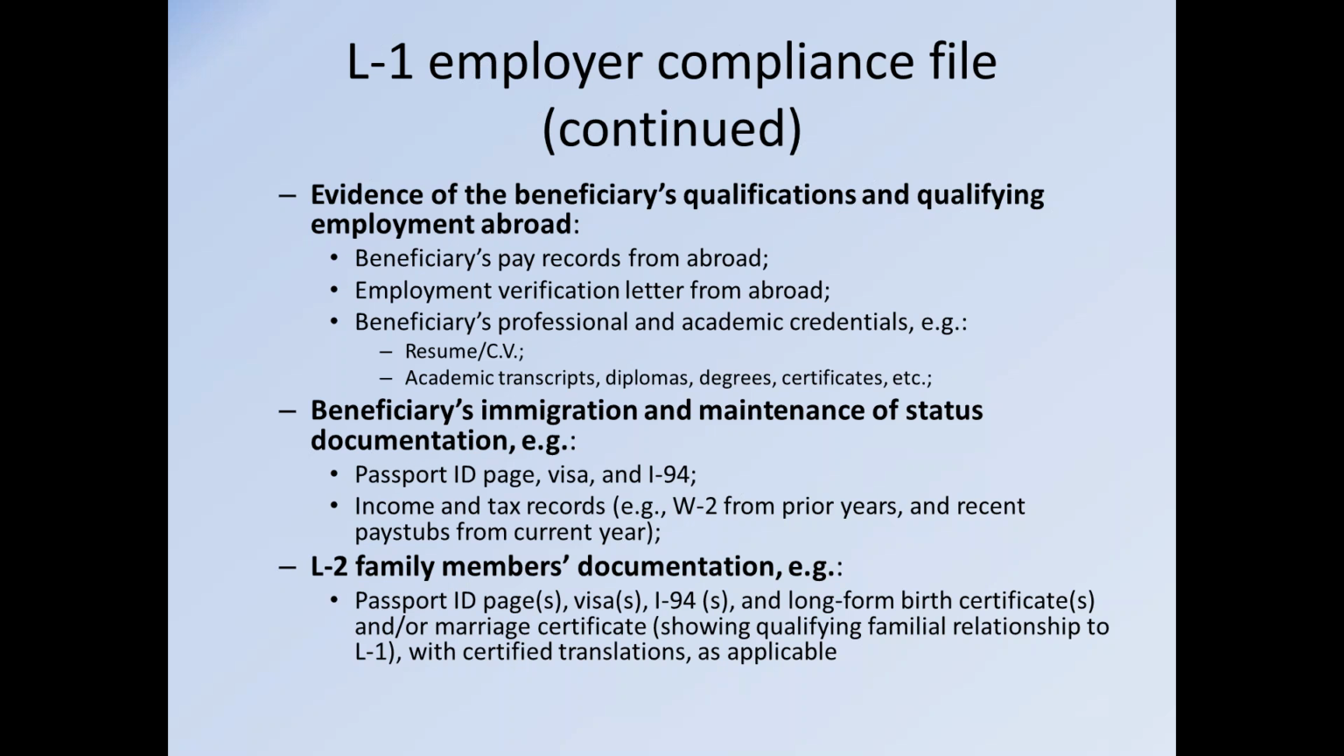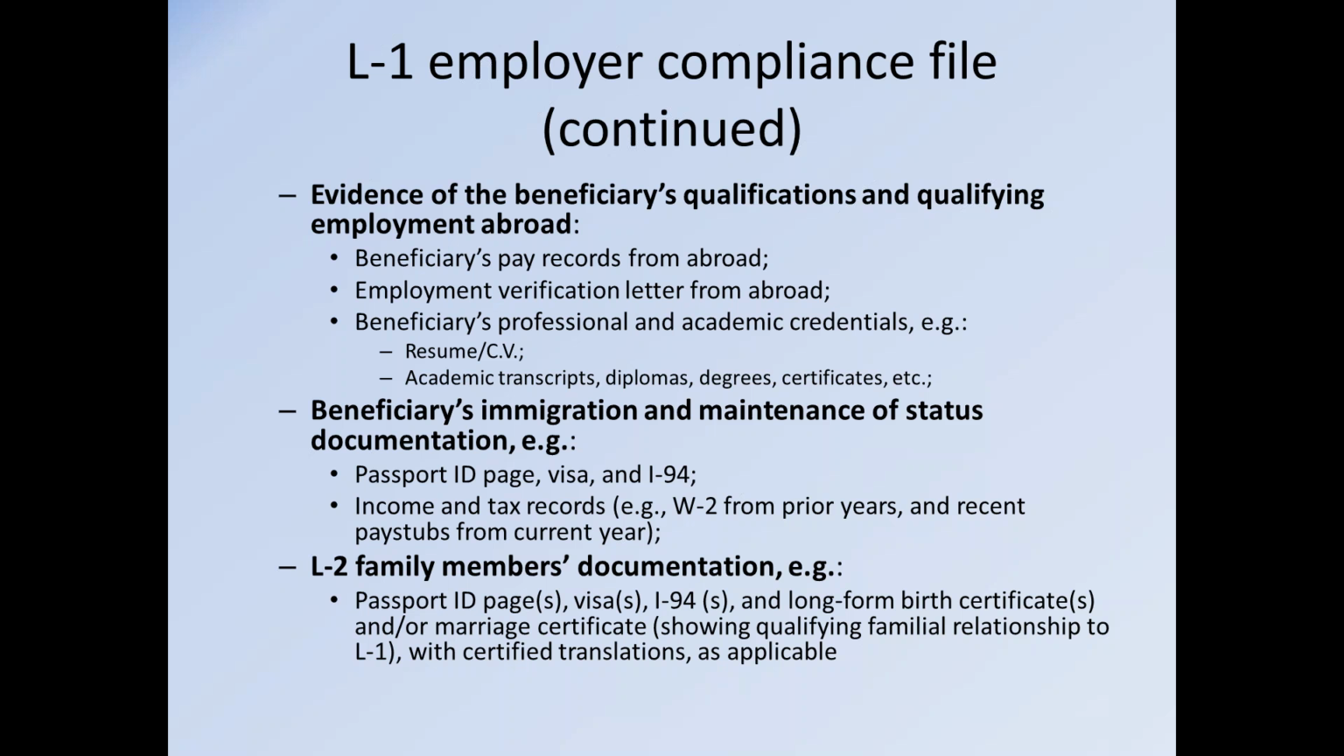Evidence of the beneficiary's qualifications and qualifying employment abroad. This is usually a year's worth of pay records attached to the EVL, or employment verification letter, from abroad, perhaps the beneficiary's transcripts or degrees, diplomas, certificates, etc. Their immigration maintenance of status documents. If it's an L1A extension, for example, necessarily included in that petition was the person's I-94 record from their most recent entry, and their pay records, showing that they were maintaining status by being employed by the L1 petitioner.